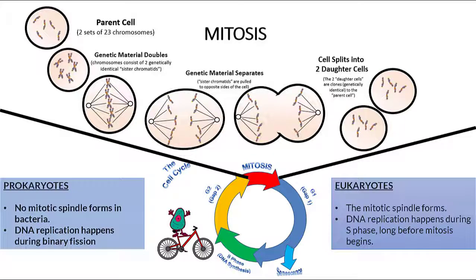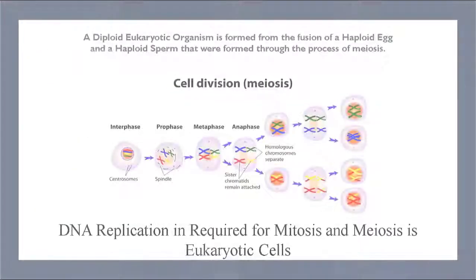Eukaryotic cells are diploid. That means that eukaryotic cells will have one full set of chromosomes from each parent, so two sets of chromosomes total. Mitosis is a more complex process than binary fission. In eukaryotic organisms, the mitotic spindle must form, and DNA replication happens during S phase, which is a phase that occurs long before mitosis even begins.